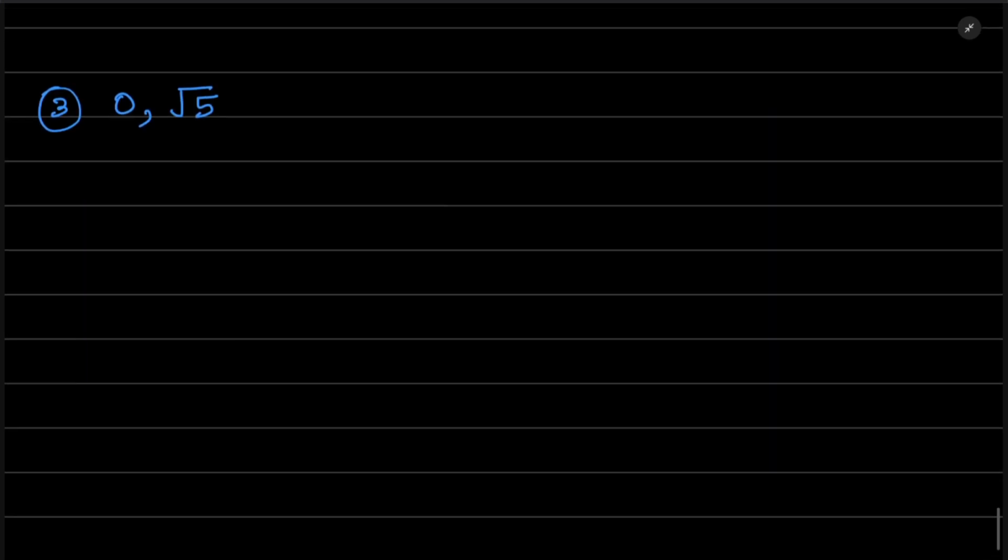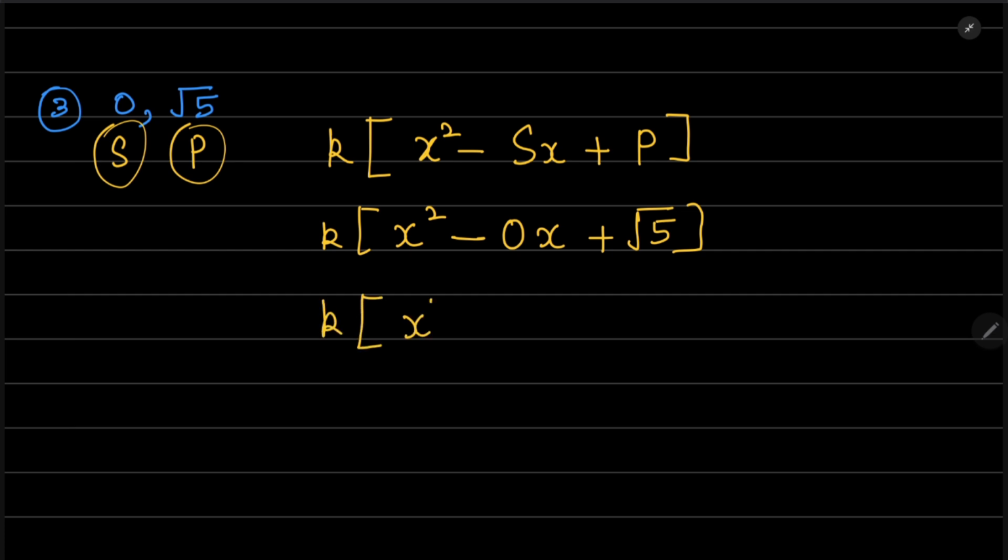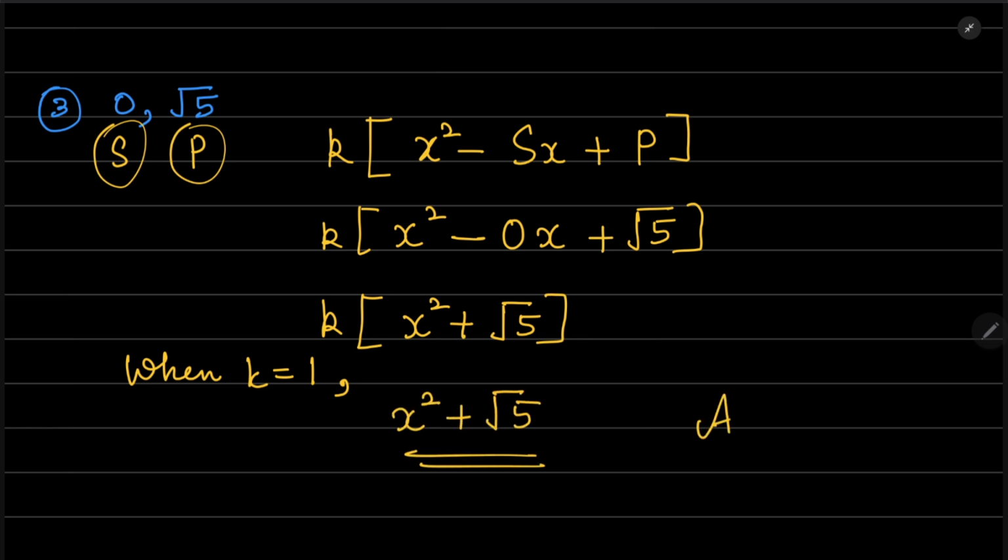The next question is, your sum is 0 and your product is root 5. The first thing to do is write the formula k multiplied by x square minus sx plus p. So k multiplied by x square minus sum is 0, 0x plus p is root 5. 0x is nothing. You don't have to write anything. So k multiplied by x square plus root 5. Then what value of k do you take? I'll take k equal to 1. When k equal to 1, x square plus root 5 is the answer. This is my required polynomial.